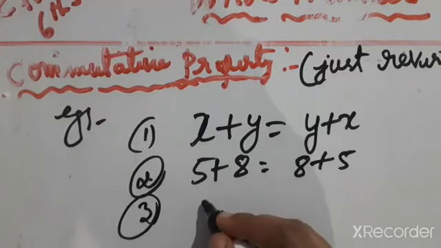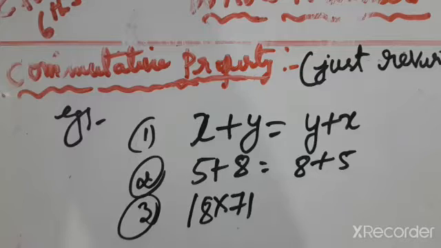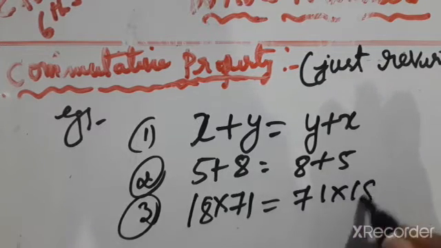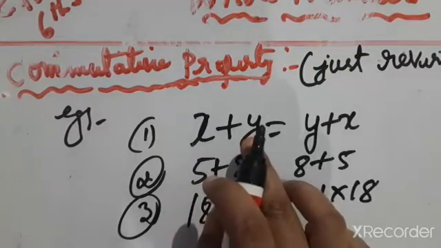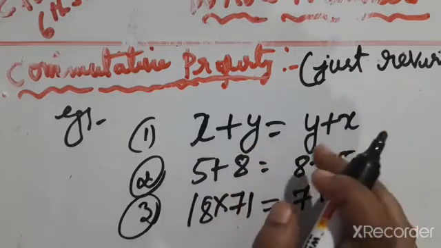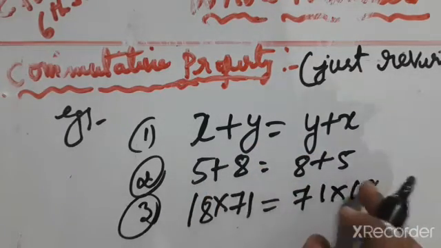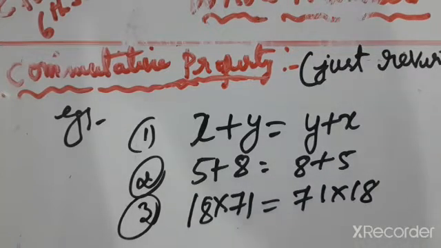And one more: 18 into 71 on the left side. What will come on the right side? Yes, 71 into 18, just reversing the numbers or letters. x plus y will become y plus x, or p plus q means q plus p. And 5 plus 8 is 8 plus 5, and 18 into 71 means 71 into 18.